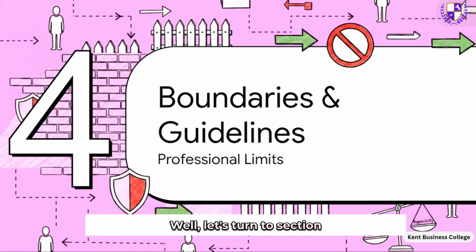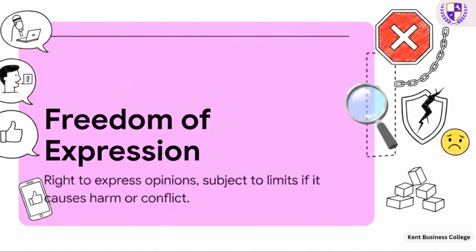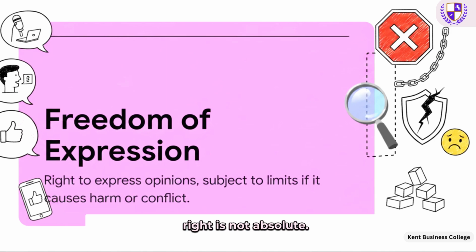Well, let's turn to Section 4, professional boundaries and guidelines. Freedom of expression is an amazing right, empowering you to voice your opinions, whether you're speaking up in a team meeting or posting on a blog. But here is the critical distinction. In the workplace, this right is not absolute. It comes with limitations. If what you're expressing harms others, creates office conflict, or damages the organization, it's no longer protected. You simply cannot say whatever pops into your head and hide behind freedom of expression if it's causing tangible damage to your professional environment.